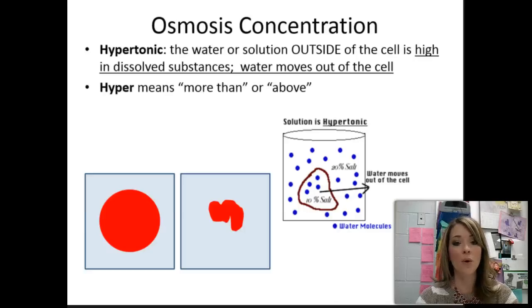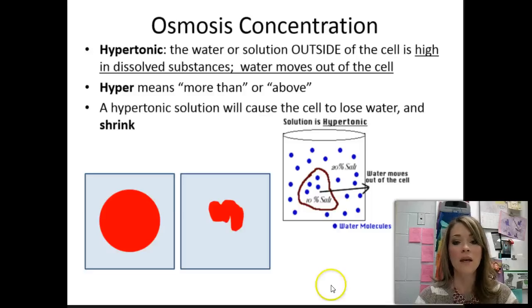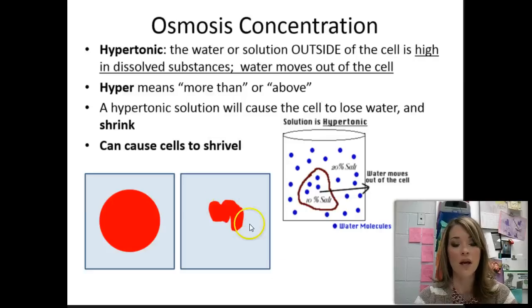Hyper again means more or above, a higher dissolved solute level. And because the water is moving out of the cell, it can cause it to lose water and shrink. And so the cells will shrivel. And so here's an example of what you might see, the cell before and the cell after.